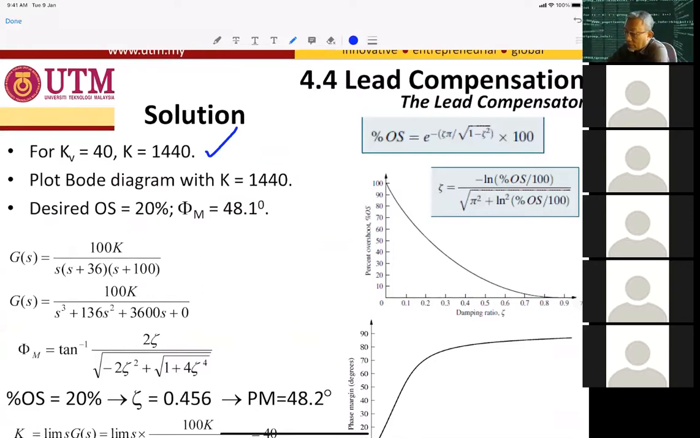For Bode plot, excuse me. Dia nak tabur baja. So dia masuk.